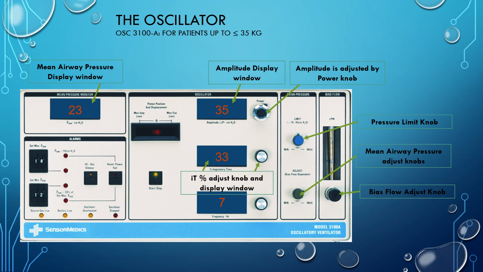The I-time percent adjust knob and display window. Typically, this is going to be at 33% and is rarely changed. Frequency adjust knob and the display window. This is where you will read your hertz. On the left-hand side with the two rotary dials is where you're going to set your minimum and maximum mean airway pressure.